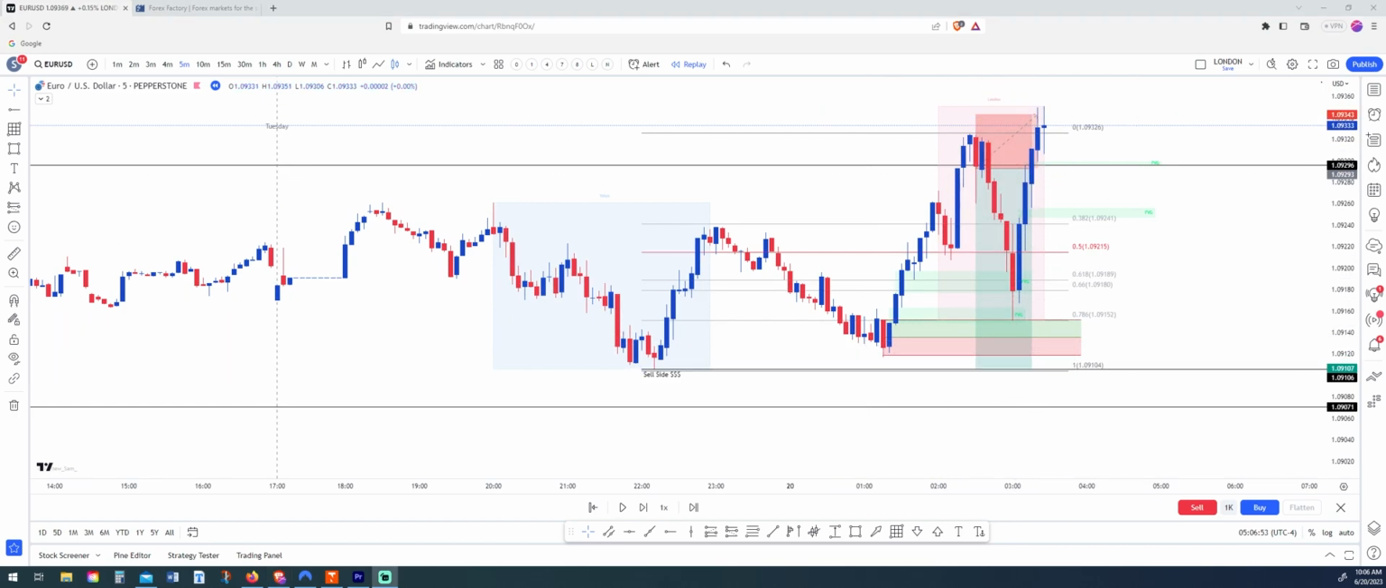I hope that explanation was useful and you got some value out of seeing how I'm viewing displacement and how it helps me tell the story of my bias going into sessions, specifically when I'm looking to scalp on the lower time frames.